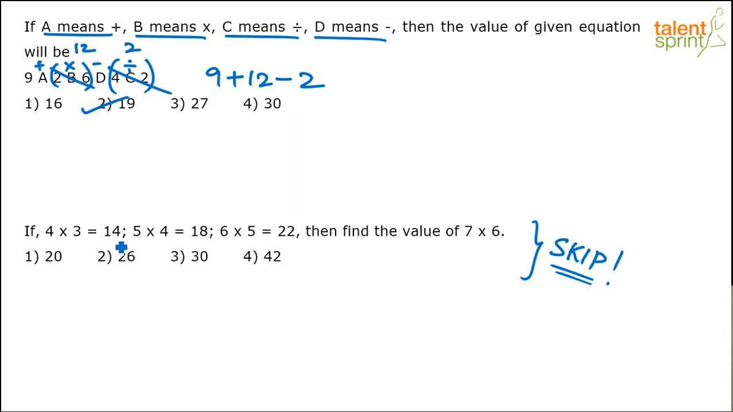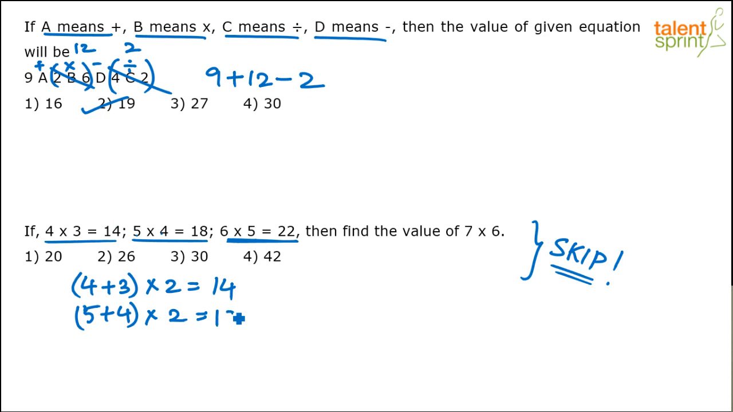4 into 3 for some reason gives you 14. 5 into 4 gives you 18. 6 into 5 gives you 22. How? It's easy. You see, 4 plus 3 into 2 is 14. 4 plus 3, 7. 7 into 2, 14. So you are taking the sum of the numbers and doubling that. So 7 and double gives you 14. Similarly, 5 into 4 is 18, right? Take sum of the numbers. 5 plus 4, 9, and then double will give you 18. So 6 plus 5, 11, double, 22. So what do we do here? 7 plus 6, 13. 13 doubles gives you 26. Right?